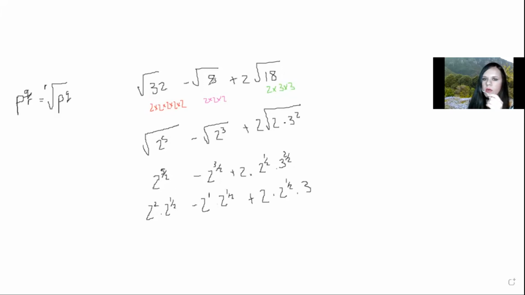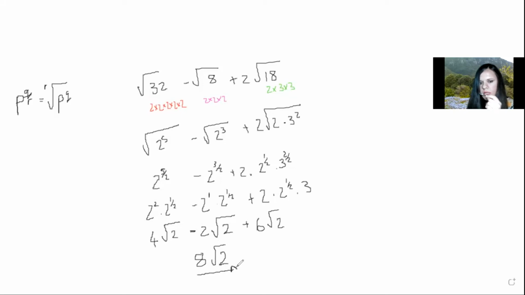So now I'm just going to rewrite it so that it is not left with fractions in the exponent. So this would be 2 to the power of 2, which is 4, root of 2, minus 2 to the power of 1, which is 2, the root of 2. Okay, here we've got a 2 times a 3, so that's 6 root 2. And if I've got 4 apples minus 2 apples gives me 2 apples plus 6 apples gives me 8 apples. So I've got 8 root 2.